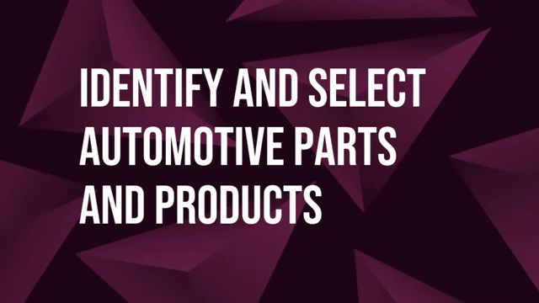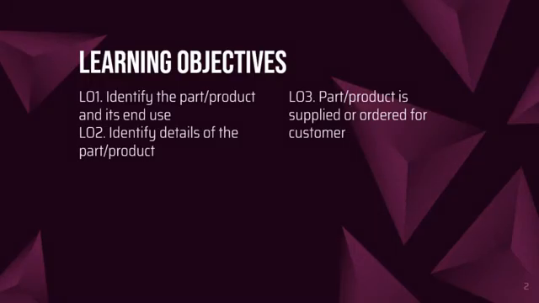This module is identify and select automotive parts and products. There are three learning objectives: identify the part, product, and its end use; identify details of the part or product; and the part or product is supplied or ordered for the customer.